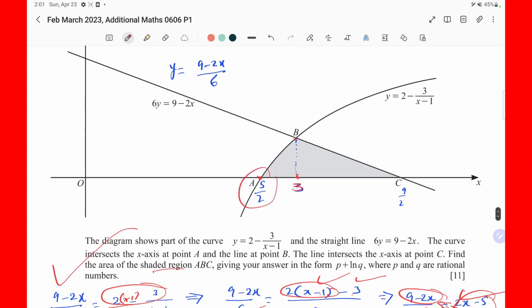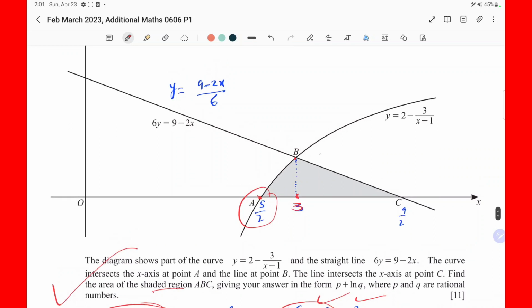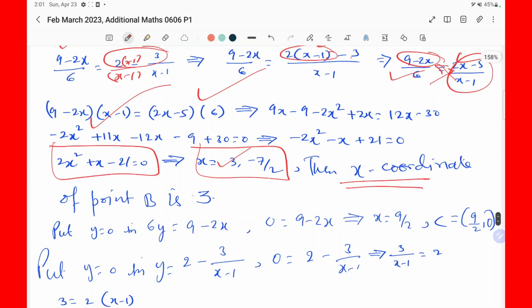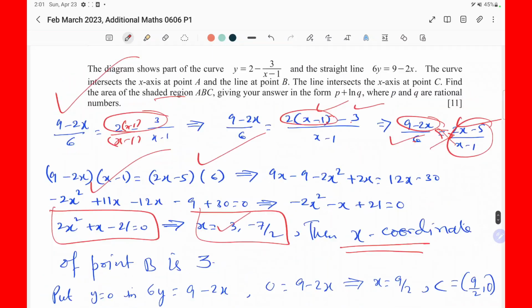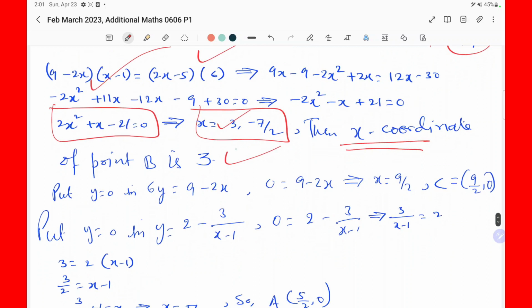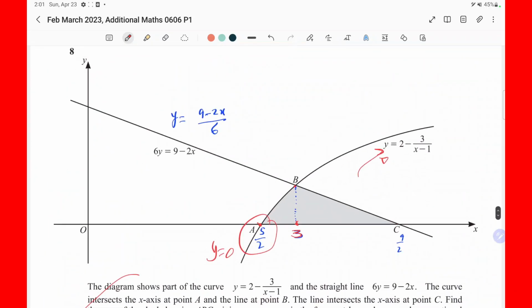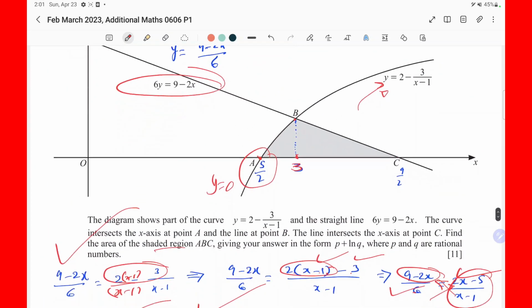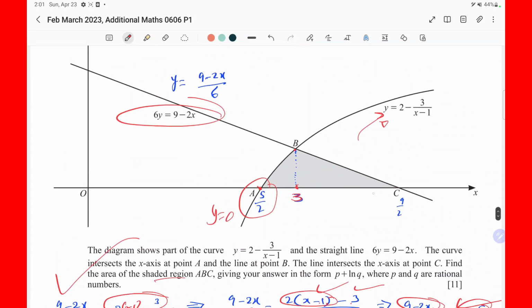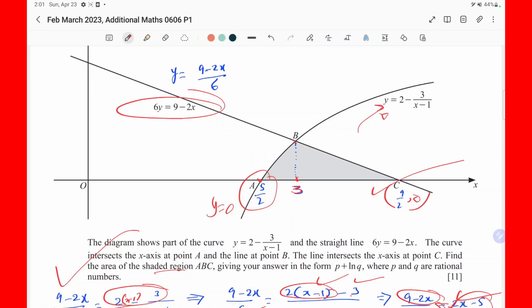Okay, so we got this 3. Now we have to get the a part. So for the a part, now this curve at this point, y is 0, right? So just put y equals 0 over here. So for point B, then the x coordinate of point B is 3. Now put y equals 0 in 6y equals 9 minus 2x. So you will get C then. Then 0, 9 minus 2x, x is 9 over 2. So 9 over 2 comma 0, that is your C point. Okay, so that's how I got 9 over 2.